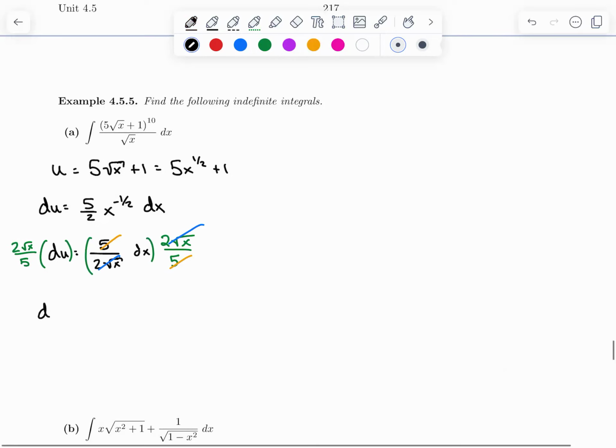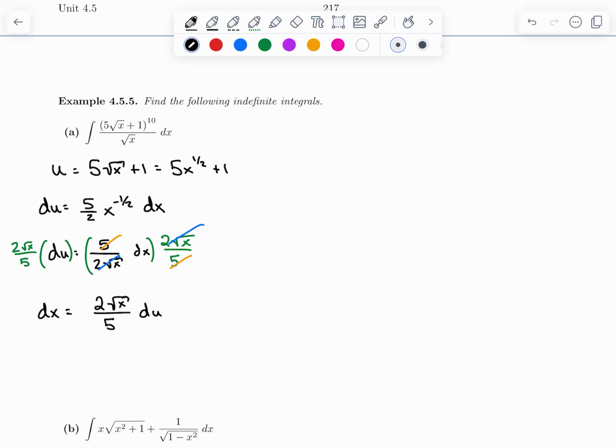And get that dx is equal to 2 square root x over 5 du. This becomes a lot faster now. You'll see, we're almost done. Instead of having to do that whole thing, that was literally just the setup for the joke, though, honestly. Way too fun. Where were we?